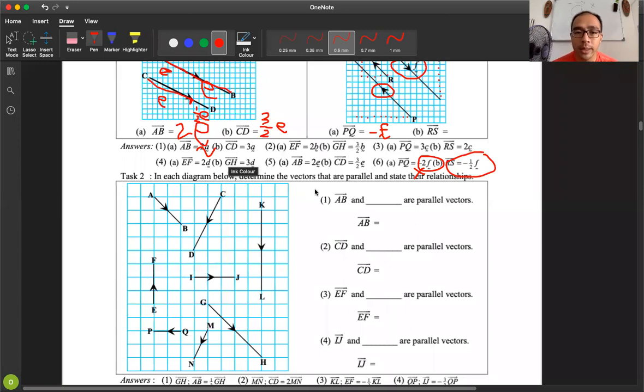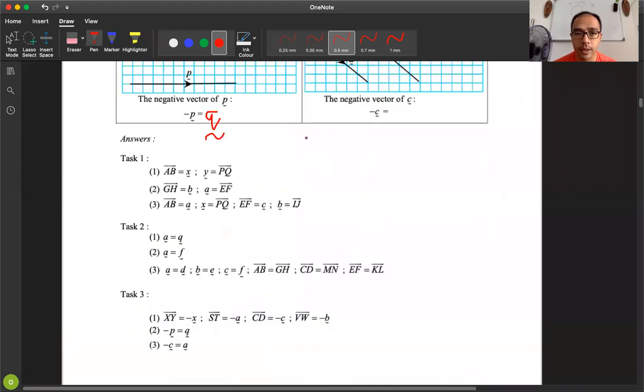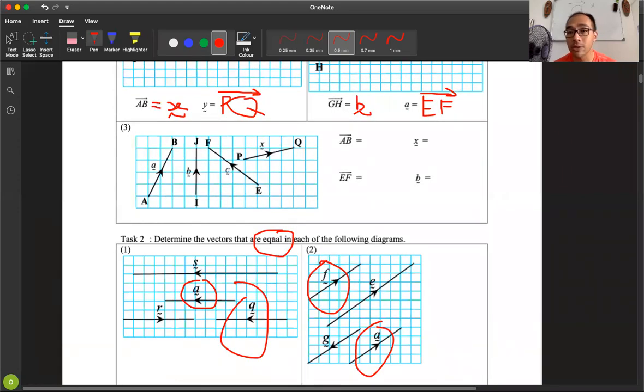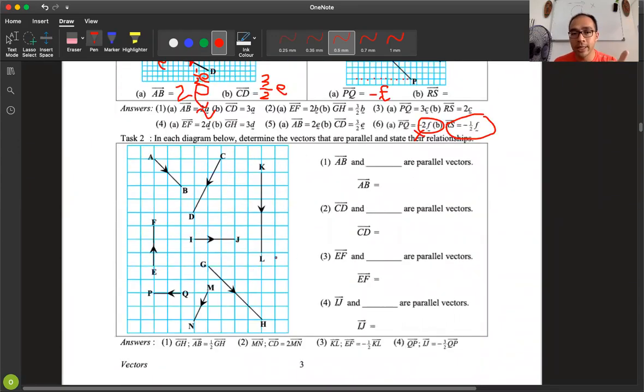Now what's the difference between parallel vector and equal vector? It's a question that was asked to me just now by Nigel. It's a good question to ask. It's always a good question to ask. The difference is that an equal vector must be the same direction and the same distance. Then it's called equal. But parallel vectors are vectors that are of the same direction, but not necessarily the same distance.